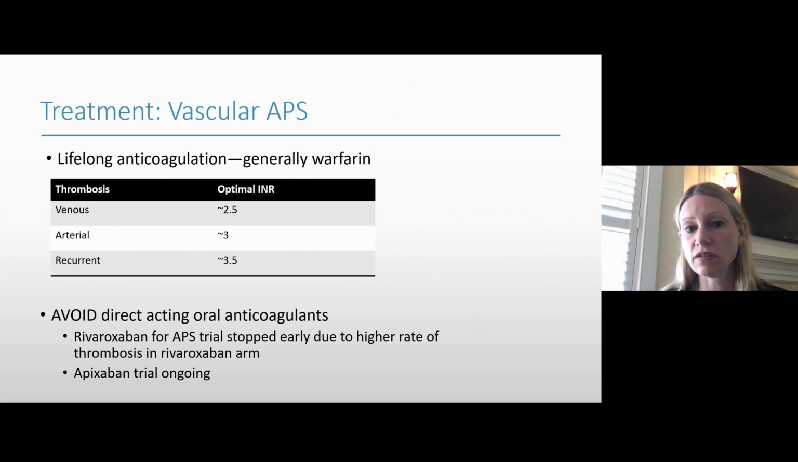Now, very importantly, direct-acting oral anticoagulants should absolutely be avoided in the treatment of antiphospholipid syndrome. Rivaroxaban for APS was studied in 2 different trials that were stopped early due to a higher rate of thrombosis in the rivaroxaban arm. So there is an apixaban trial ongoing, but based on what we know at this point, given the higher rate of thrombosis and in particular of strokes in the rivaroxaban arms of the trials that have been done, it would not be advisable or safe to use direct-acting oral anticoagulants at this time for antiphospholipid syndrome.